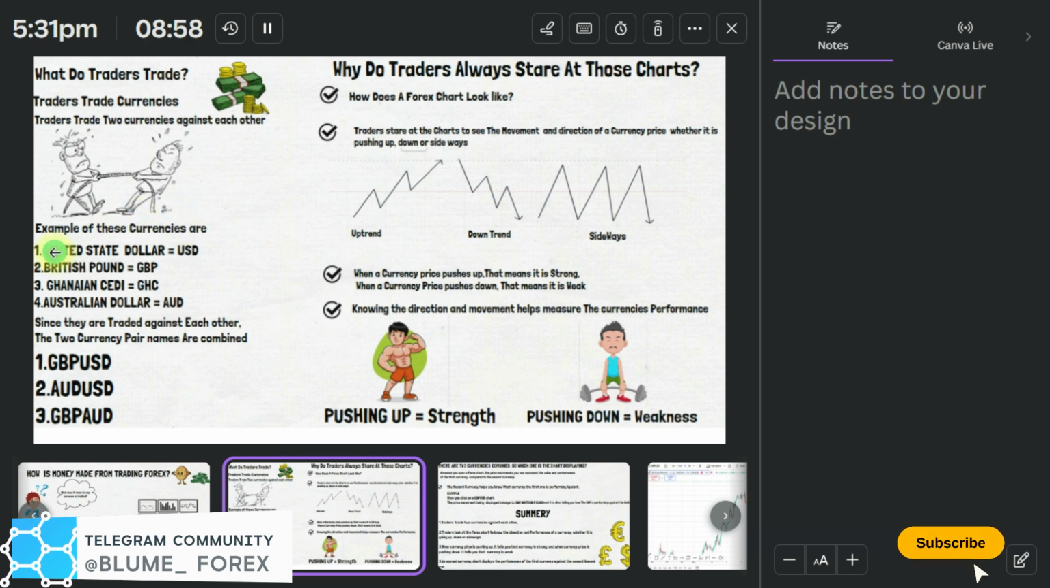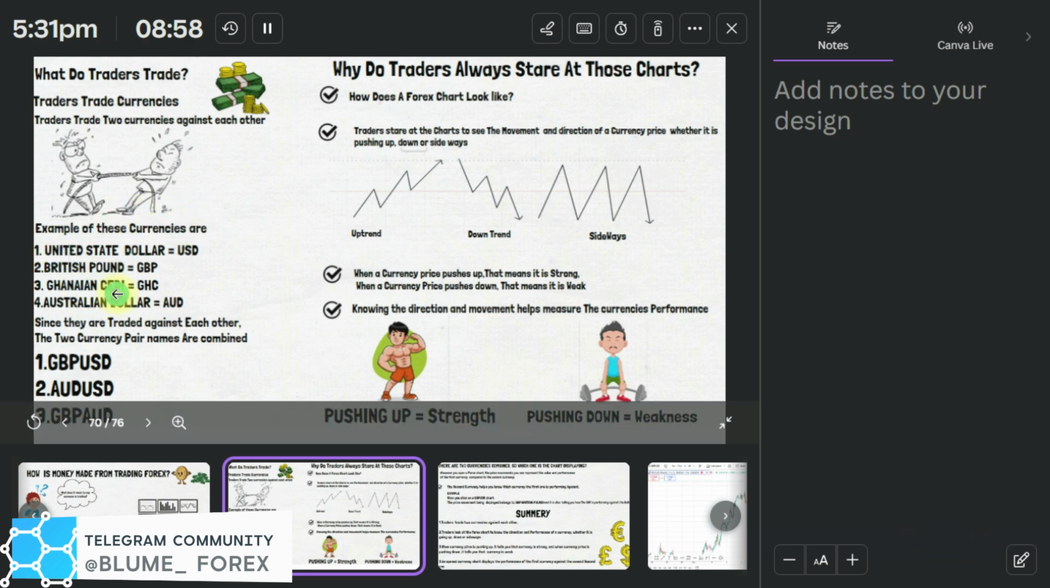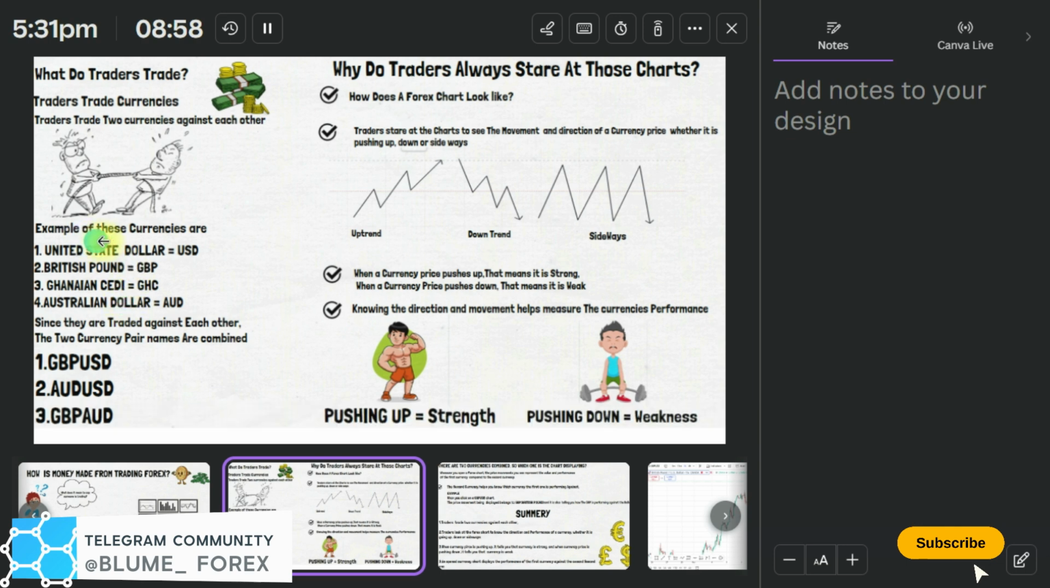Examples of these currencies are the United States dollar, British pound, the Ghanaian cedi, and the Australian dollar. Now, on the forex market, we do not use the full name, right? Usually we use the abbreviated names. So in this case, United States dollar is USD, Great British pound is GBP. I know probably some of you know that the abbreviated form of British pound is GBP, and even the US dollar is the most common one, right? And then the Ghanaian cedi is GHC, and then we have the Australian dollar, which is AUD.